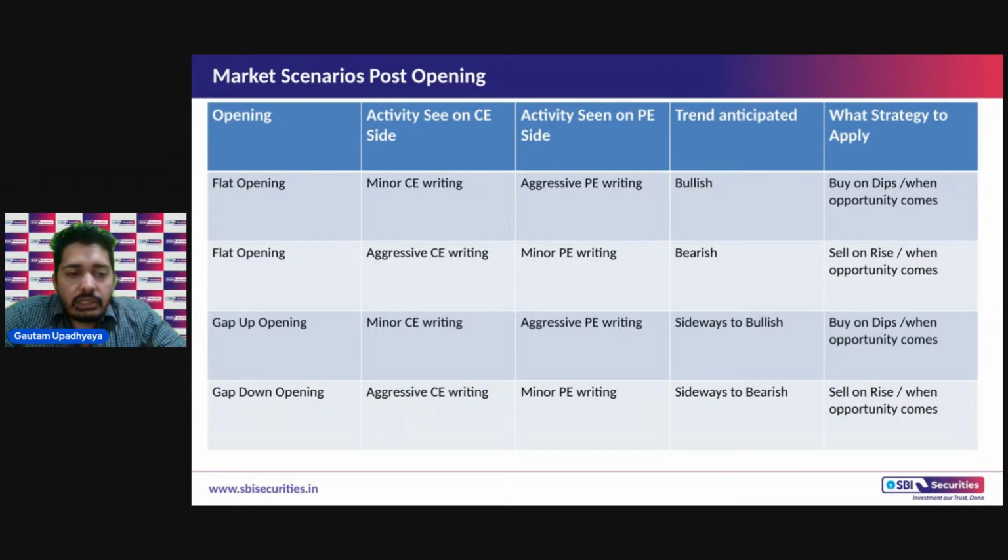That is one type of observation that we have. The next is if there is a flat opening and after that aggressive call writing is happening, like in today's start, in the first 10-15 minutes post the opening, once there was a dip, there was aggressive call writing which was observed. So that is an indication that traders are expecting that there could be a further correction.